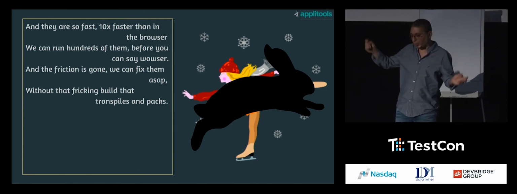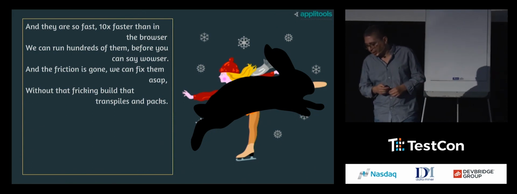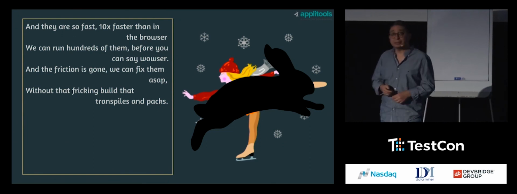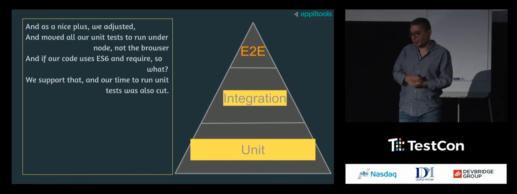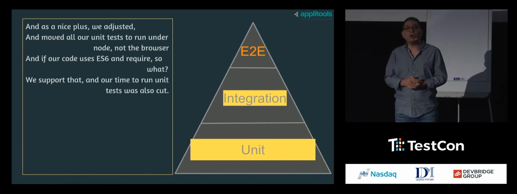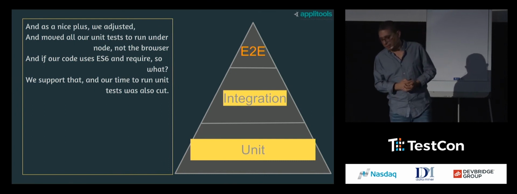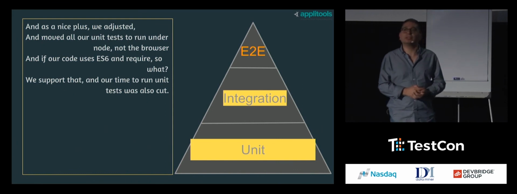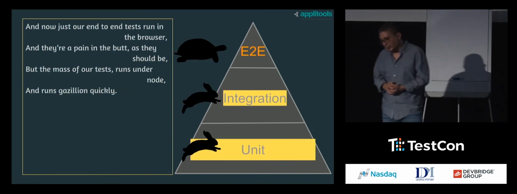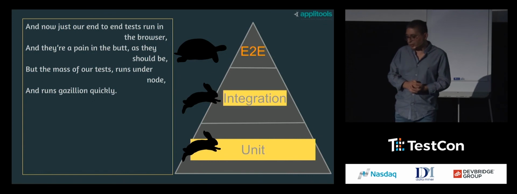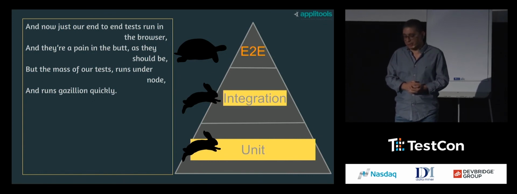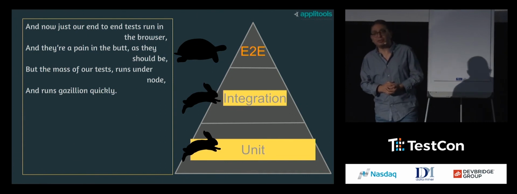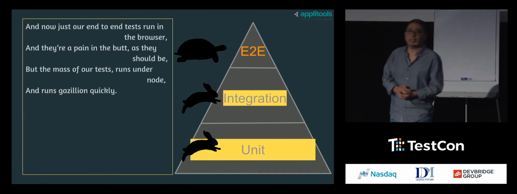And the friction is gone. We can fix them ASAP without that freaking build that transpiles and packs. And as a nice plus, we adjusted and moved all our unit tests to run under Node, not the browser. And if our code uses ES6 and requires, so what? We support that. And our time to run unit tests was also cut. And now just our end-to-end tests run in the browser. And they're a pain in the butt, as they should be. But the mass of our tests run under Node and run gazillion quickly.